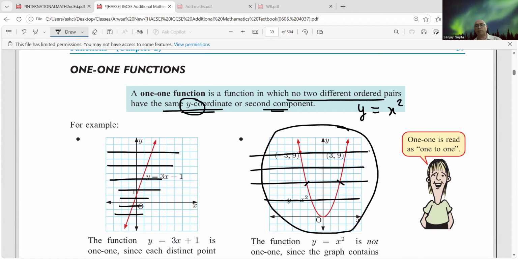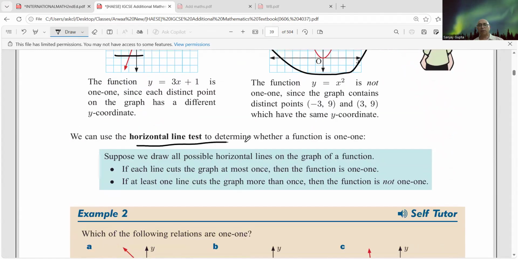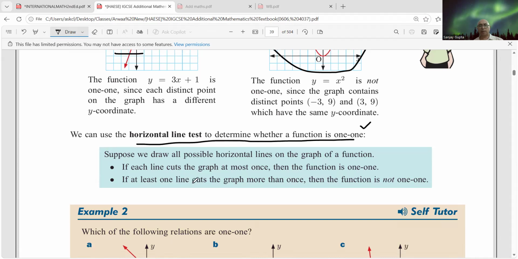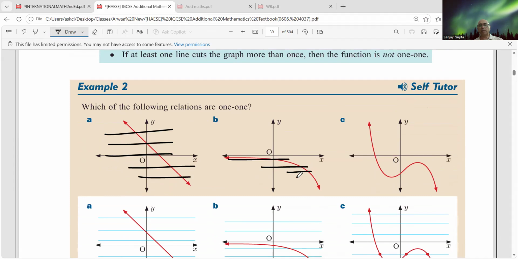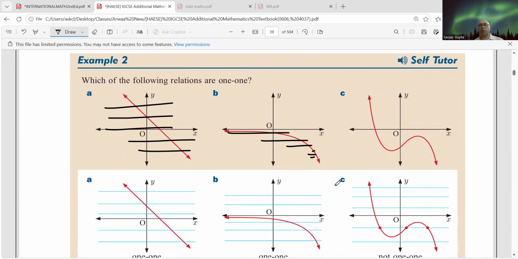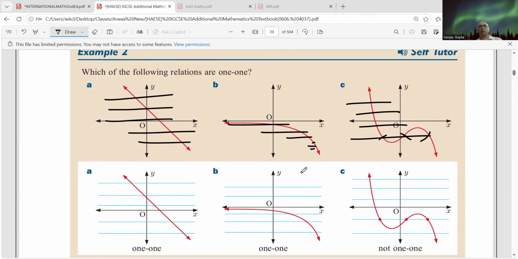So this is a many-to-one function, for which if you draw the horizontal line, it will cut the graph at more than one place. So we use the horizontal line test to determine whether a function is one-to-one or many-to-one. Here it's going to be one-to-one. For this one, I think again, it's going to be one-to-one only. This one is many-to-one. It's cutting the graph at more than 3 places. I hope this is also clear.